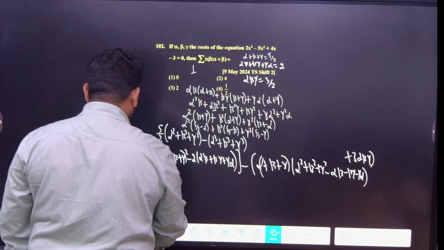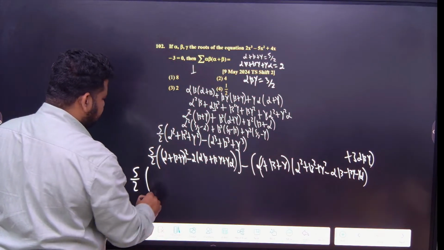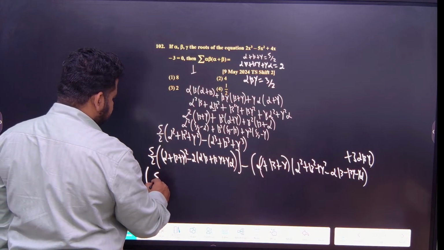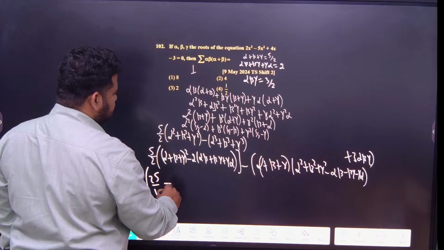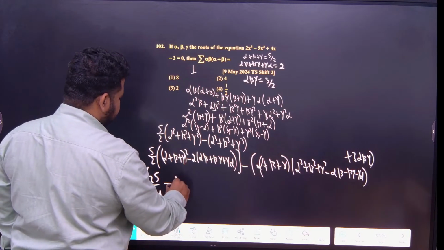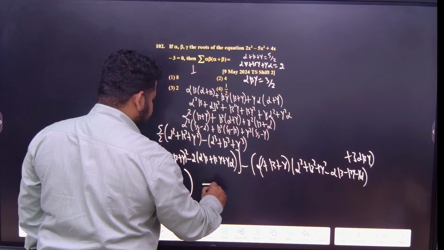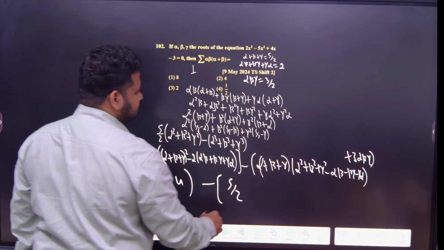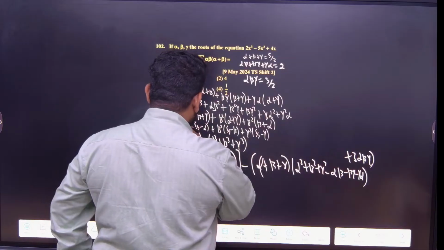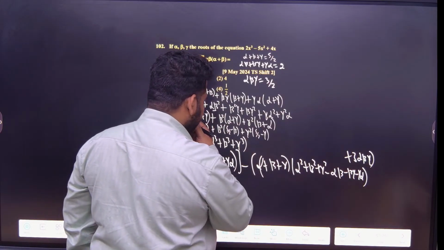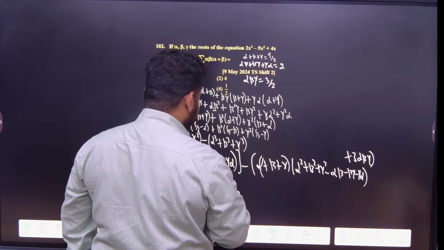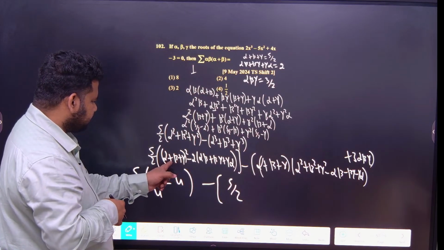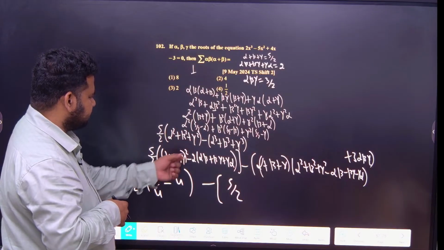So 5 by 2 into what is this? 5 by 2 into alpha plus beta plus gamma is 5 by 2, so 5 by 2 whole square, 25 by 4, minus 2 times alpha beta, that is 4. Okay. Minus. Alpha plus beta plus gamma is 5 by 2, into alpha square plus beta square plus gamma square. That is how much? So what are we finding out here? Alpha square plus beta square plus gamma square. That is what we are finding out.